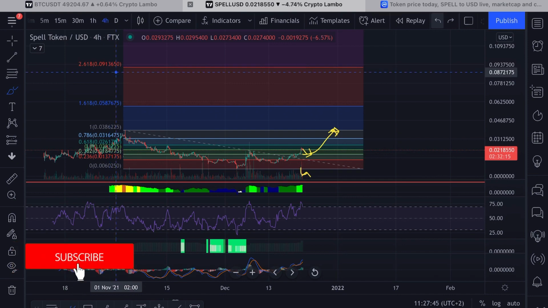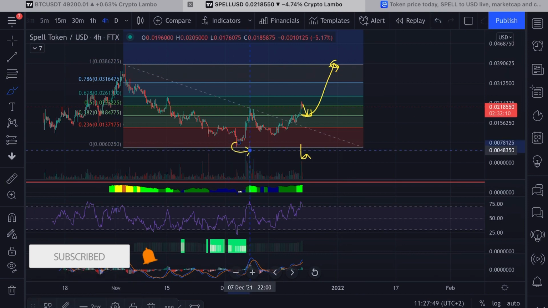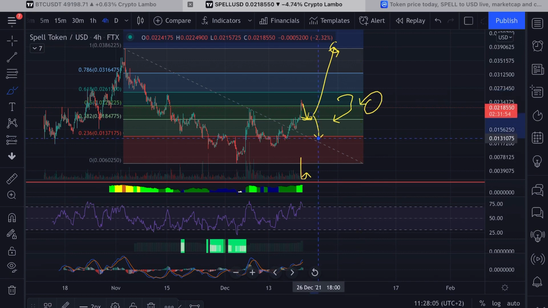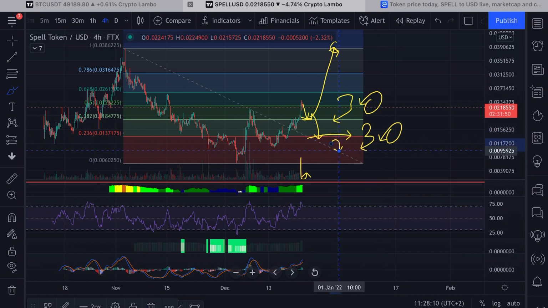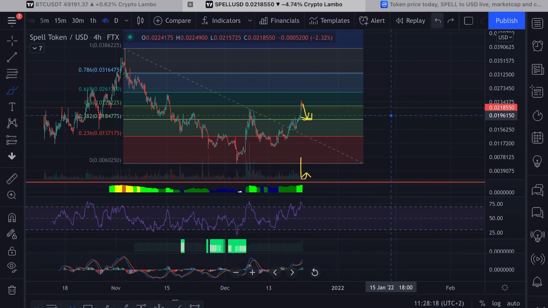So guys, don't rush to open any position now for this token, because the best entry point was here. Or open some 30% position here on the spot, wait for a correction, 30% more, and 30% more, and maybe 10% with confirmation around here. So guys, it's not financial advice, just do your own research before any investments.